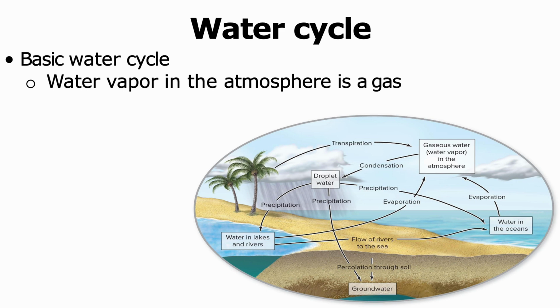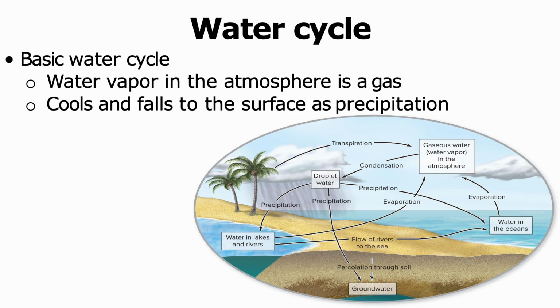The water that evaporates is present as water vapor in the atmosphere. This gaseous water vapor then cools and falls to the surface in the form of precipitation or rainfall. This is a multi-step process which involves the condensation of the gaseous water vapor to ultimately form droplets of water which fall in the form of precipitation.